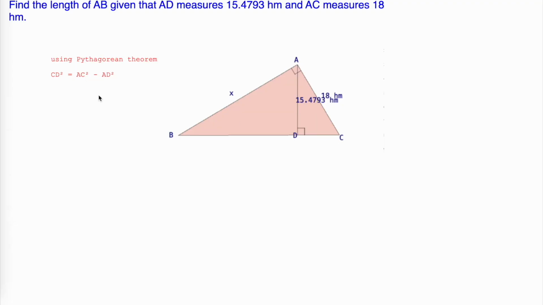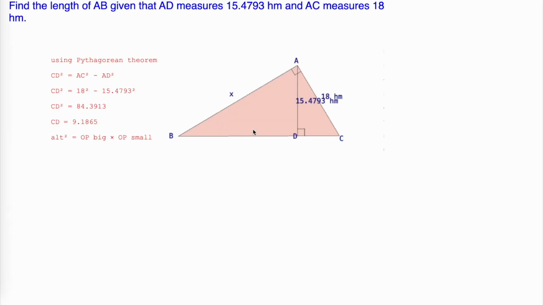CD squared is equal to AC squared take away AD squared, which is 18 squared take away 15.4793 squared, which gives us 84.3913. Take the square root. That gives us CD is equal to 9.1865 hectometers, this length right here.